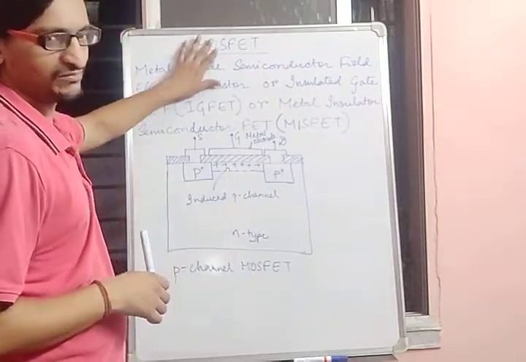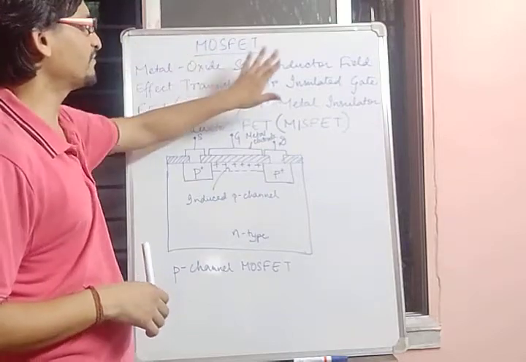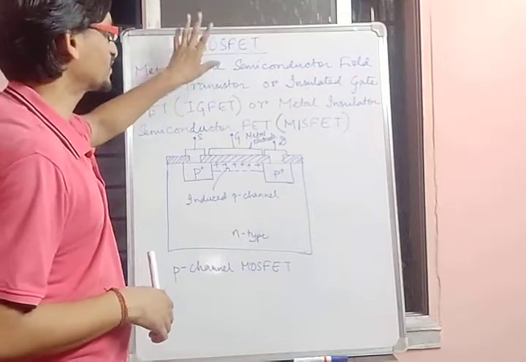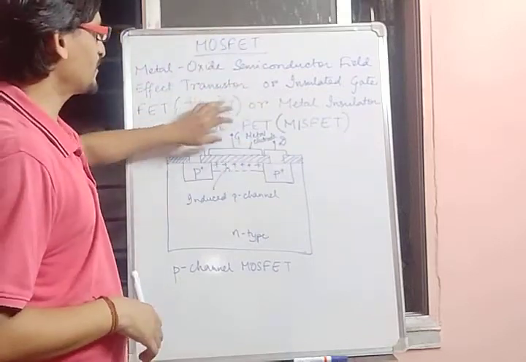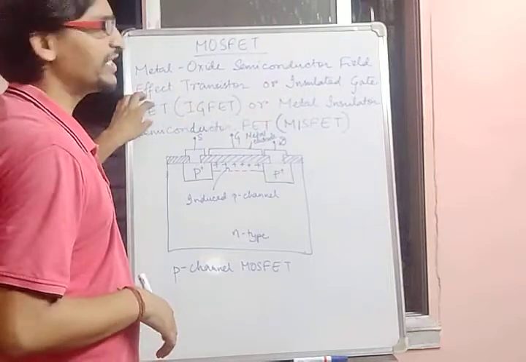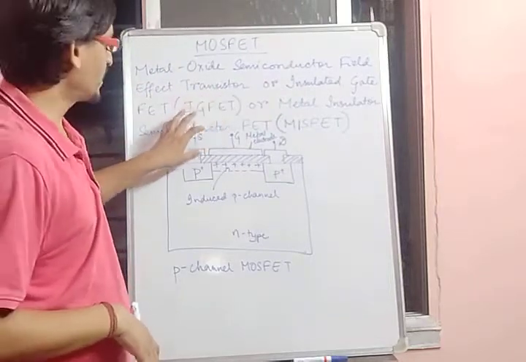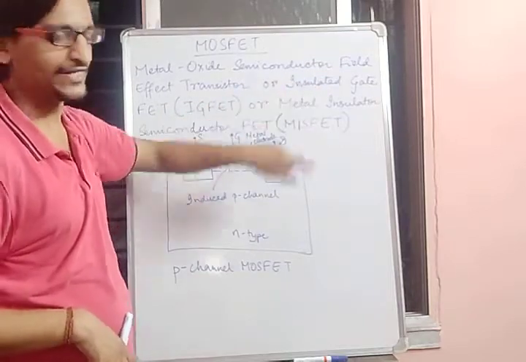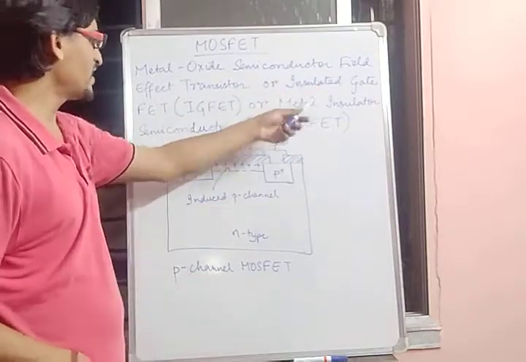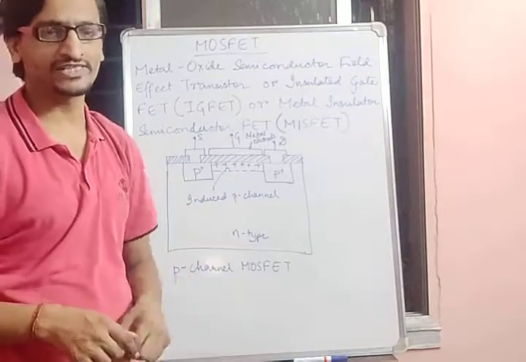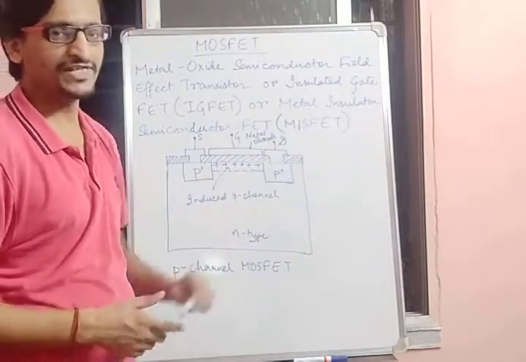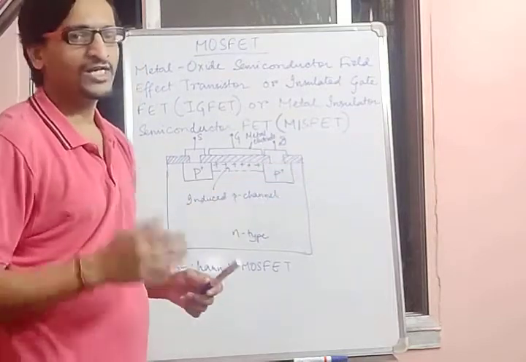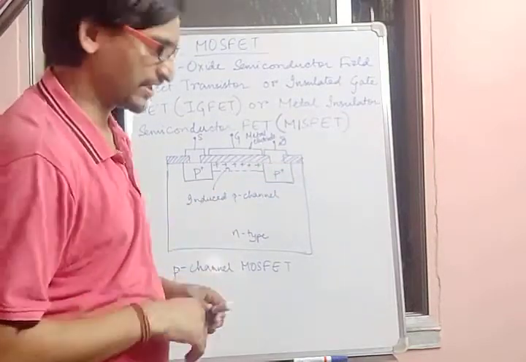Like first of all, this MOSFET stands for metal oxide semiconductor field effect transistor. So this is one of the names of this particular device. Another name of this device is insulated gate field effect transistor, or IGFET. FET stands for field effect transistor and IG stands for insulated gate. And the third one is metal insulated semiconductor field effect transistor, or MISFET. FET is for field effect transistor and MIS stands for metal insulator semiconductor.